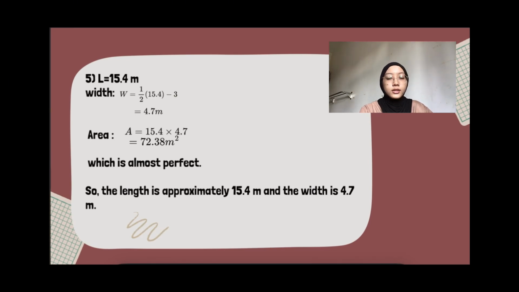So, let's guess between these two numbers. We'll choose the length equals 15.4 meters. When the length is 15.4 meters, the width will be 4.7 meters, and the area equals 15.4 times 4.7 equals 72.38 square meters, which is almost perfect. So, the length is approximately 15.4 meters and the width is 4.7 meters.